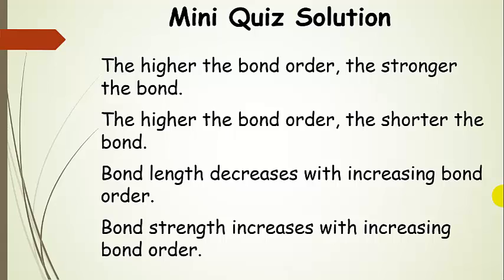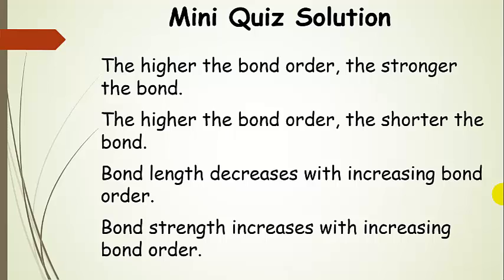Okay, so there's a couple of different ways that we can say this, and you might have said it a little bit differently, and that's okay too. The higher the bond order, the stronger the bond. So a triple bond is stronger than a double bond, which is stronger than a single bond. Also, the higher the bond order, the shorter the bond. So if the bond order is 3, that bond is going to be shorter than a bond order of 1, which would be a single bond.